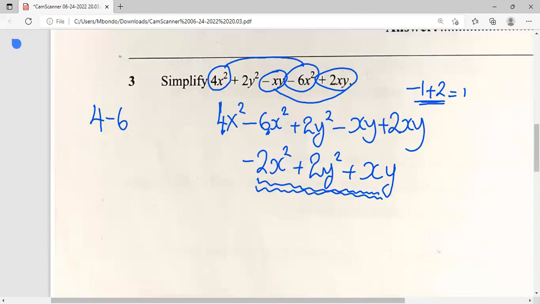Okay? If you like, you can rewrite it to avoid a negative this side. You can just write it, maybe you start with 2y squared minus 2x squared plus xy. It will still be one and the same thing. We're just doing this for convenience. Mostly, if you're looking at the answers in the books, that is how they write them.